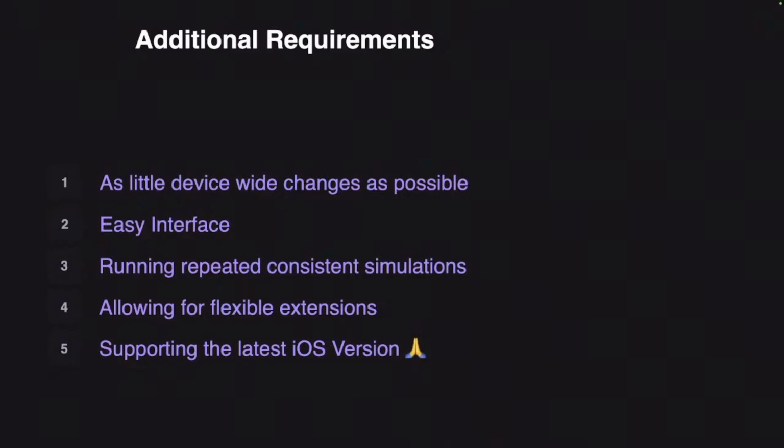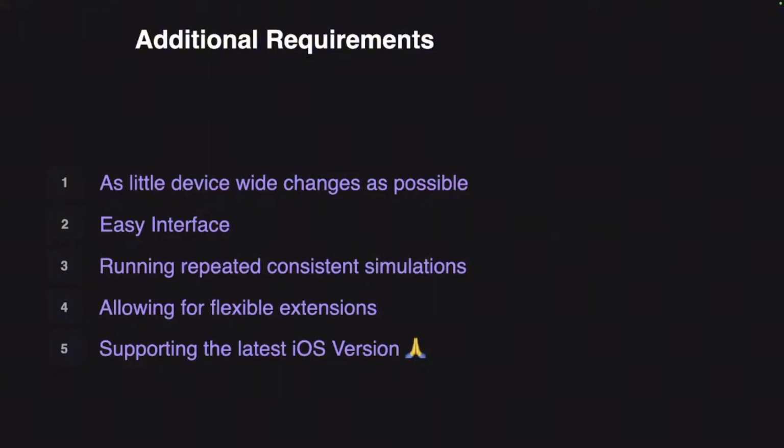Good. There are a couple of additional requirements that we would want to have for building a simulator. The first and probably most important thing is we want to make as few device-wide changes as possible. Because every device-wide change, like reducing security mitigations, remounting file systems, or doing other things, is something that other threat apps could potentially be detecting. It could also mess with our unified log sample, and so on. So we want to keep this as small as possible.